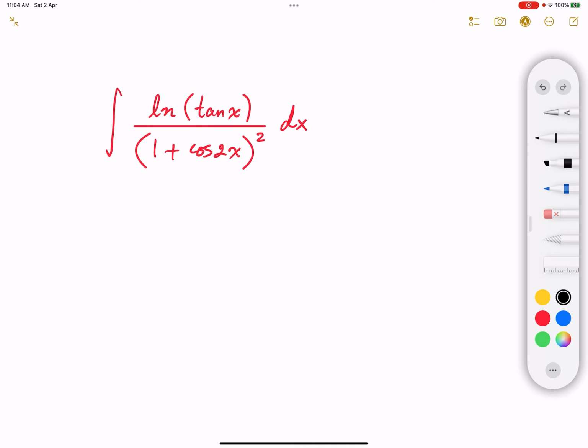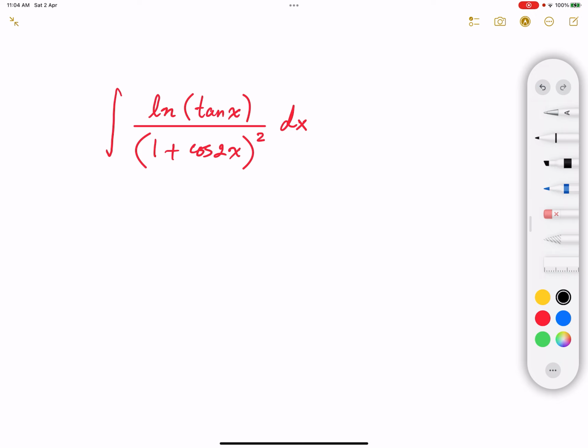In this video, I'm going to teach you how to solve for this integral. So we're given here the integral of the natural logarithm of tangent of x divided by 1 plus cosine 2x, all raised to the power 2, dx. Okay, so how can we solve for this integral?